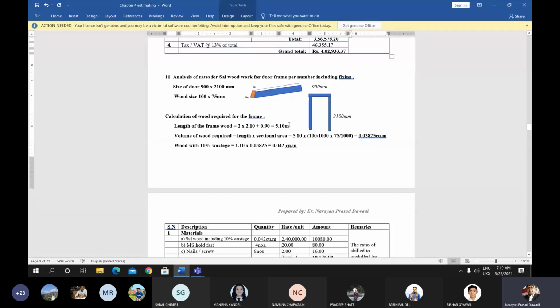The three-footed wooden member is used here. Now, the size of wood is taken as 100 by 75 mm. This is the cross sectional portion. Now, calculation of wood required for the frame. How can you calculate the wood required for this frame?